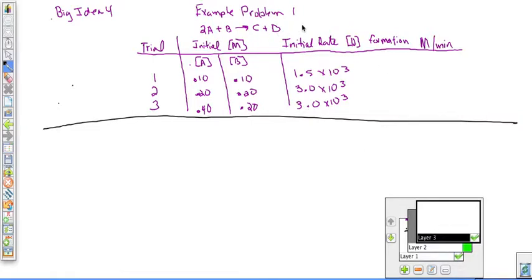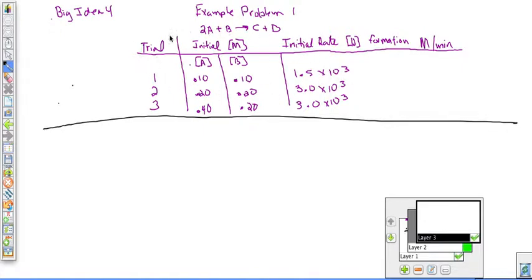Hello, welcome back. This is another Big Idea 4 example problem right here. So what I have is a set of data, and I kind of want to show you some of the things that you can do with a set of data.